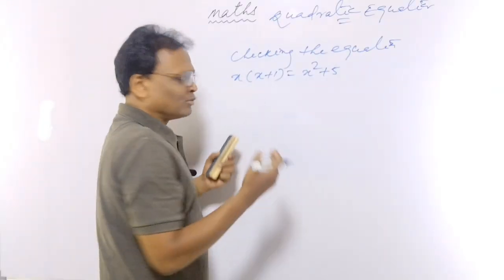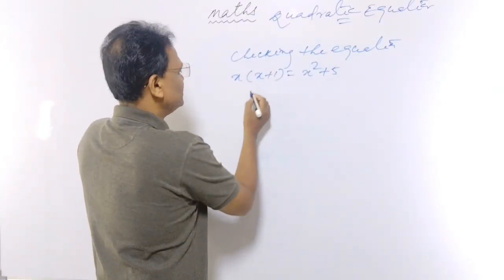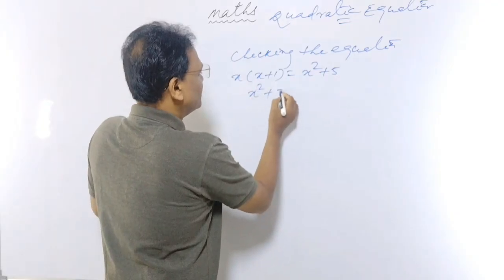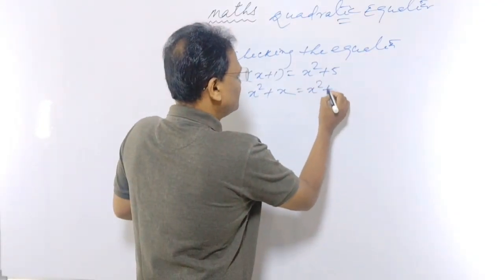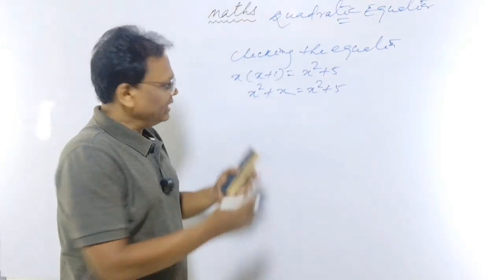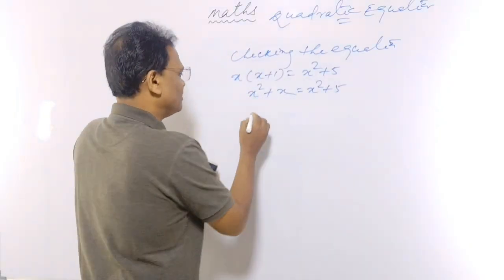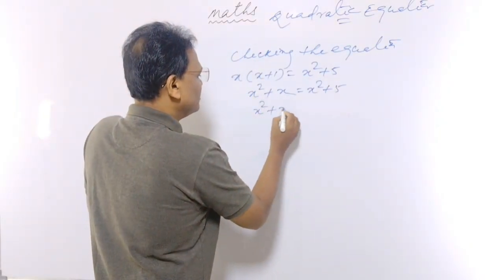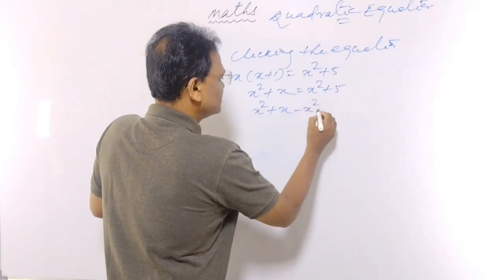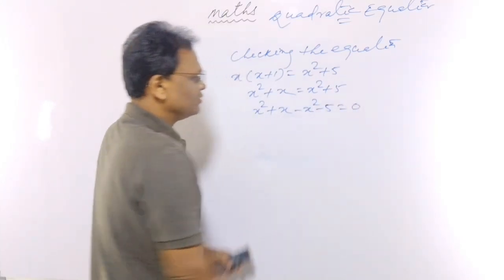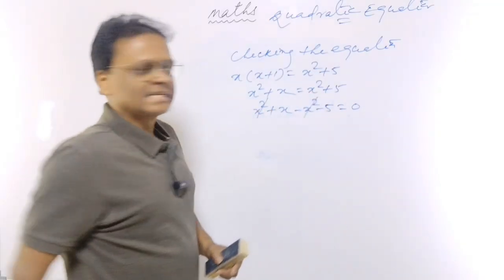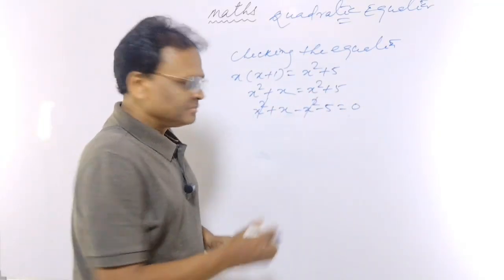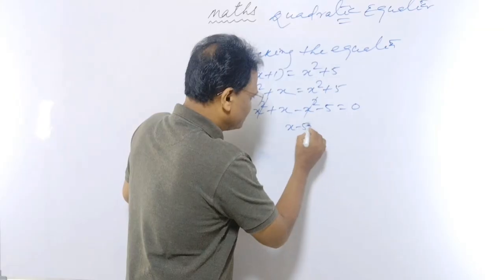For that I have to multiply the left side. X into x becomes x square, plus x into 1 becomes x, is equal to x square plus 5. Now bring all the terms from the right side to the left side. X square plus x minus x square minus 5 becomes 0. The plus x square and minus x square get cancelled. What remains? X minus 5 equals 0.